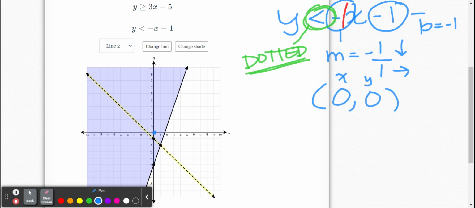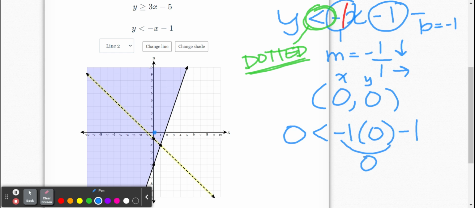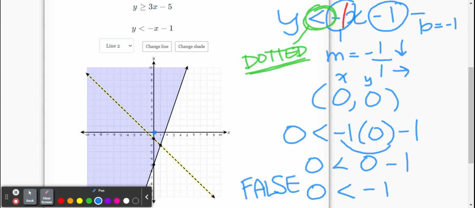Okay, so I'm going to plug these values in for x and y. 0 is less than -1 times 0 minus 1. Multiply this, you get 0. Bring everything else down. 0 is less than 0 minus 1 is -1. So now let's identify if this is going to be true or false. 0 is less than -1. Is that true? No, this is false. 0 is greater than -1. So in order for this to be true, this symbol would have had to flip. So this is false. So I'm going to put an X there for this is wrong.